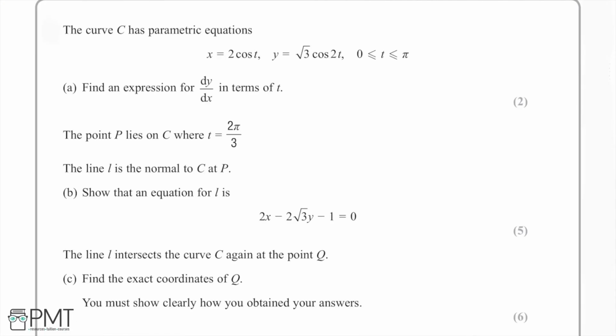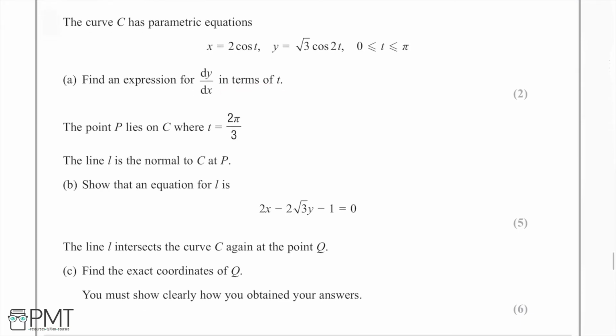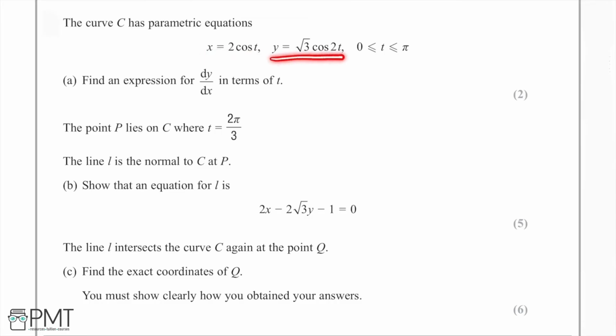So in this question, we're told that the curve C has parametric equations x is equal to 2 cos t and y is equal to root 3 cos 2t, where t is going to be in the range between 0 and pi. So in part A of this question, we're asked to find an expression for dy by dx in terms of t. So what we're going to have to do here is to differentiate with respect to t our x equation and differentiate with respect to t our y equation, and then we can see what we can do with these two equations to give us dy by dx.